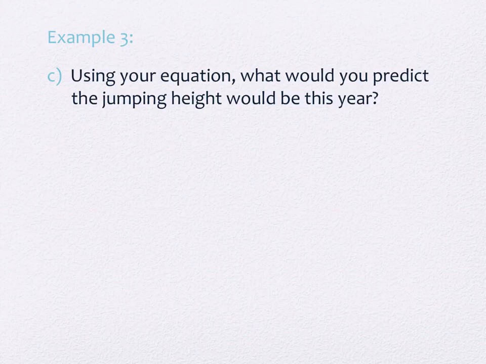Using your equation, what would you predict the jumping heights would be for this year? What is this year? Yeah, so we're in 2021. So what number would I plug into my equation for the year 2021? What would X be? 21. So if I've not identified how to do X, you might accidentally put 2021 inside your equation and end up with something that looks real crazy.